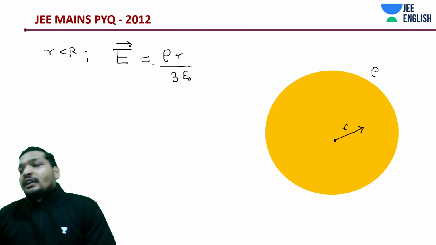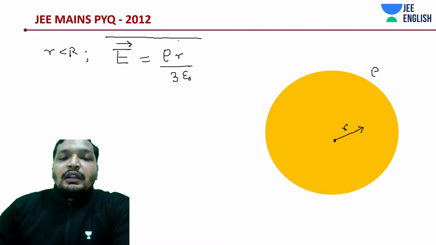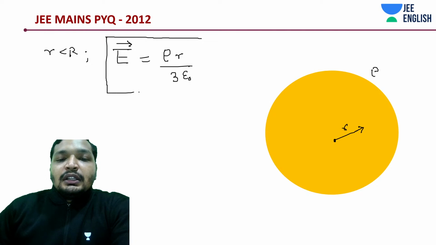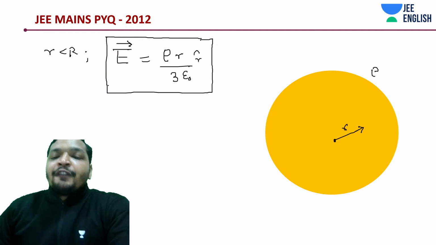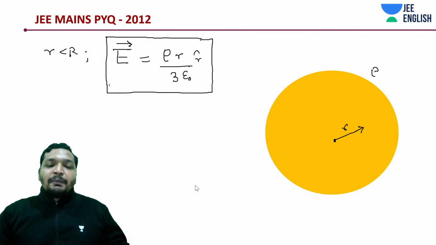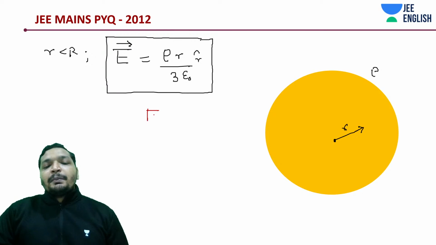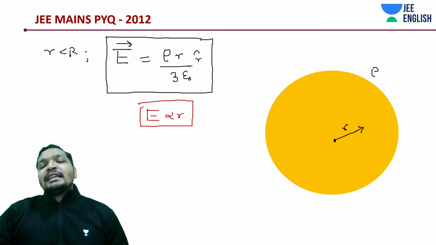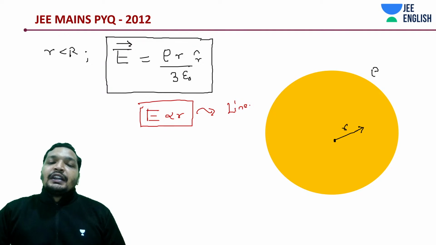You can have a look at the problem later on. There would of course be an r cap attached to it, but that is a different thing. Our function is the electric field vector. Is it proportional to radius to the power 2 or something, or is it proportional to radius to the power 1? It is proportional to radius to the power 1. So it's a linear function. The electric field is a linear function.